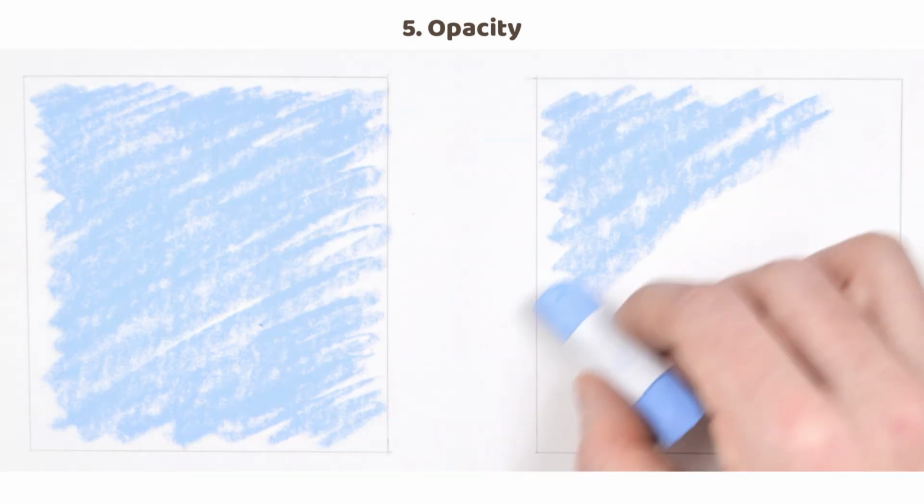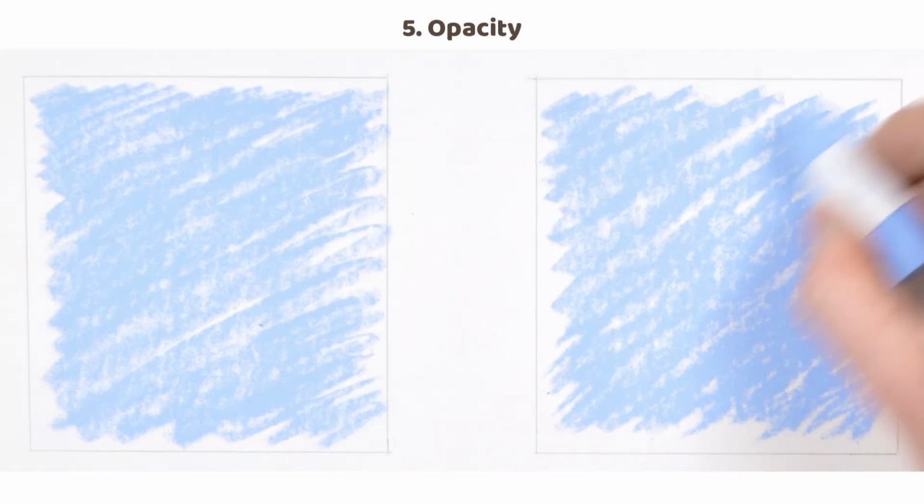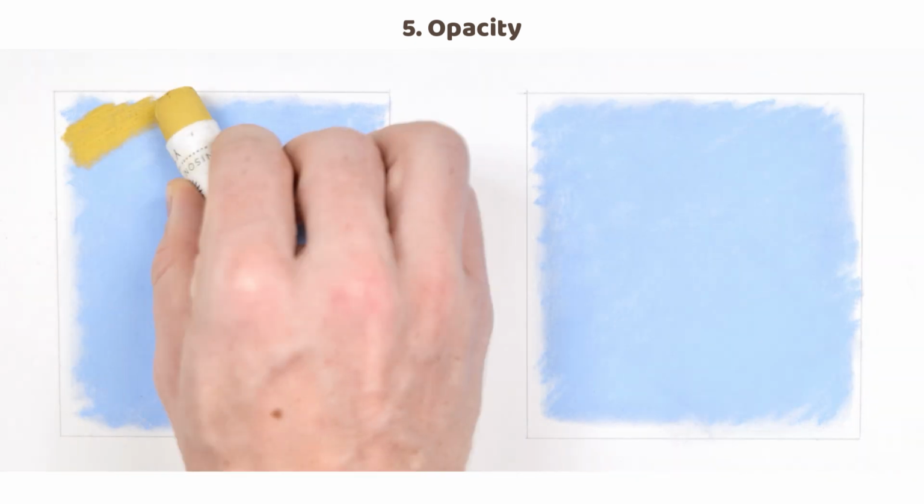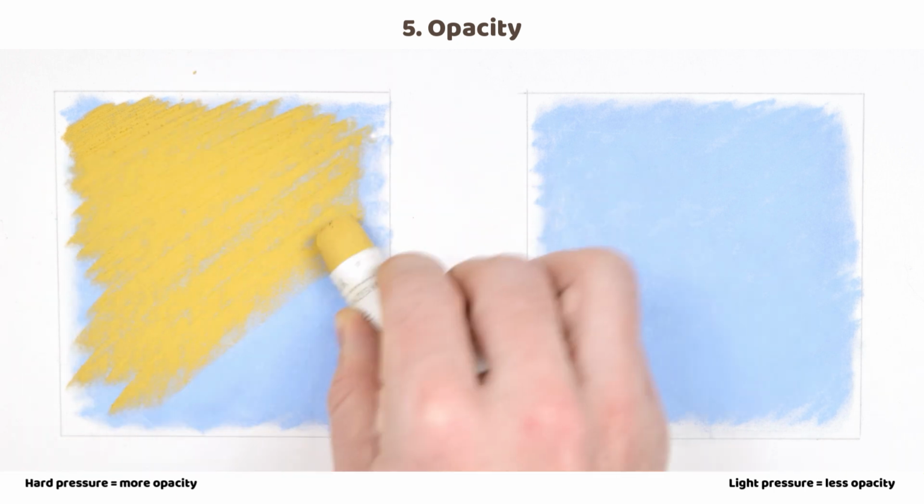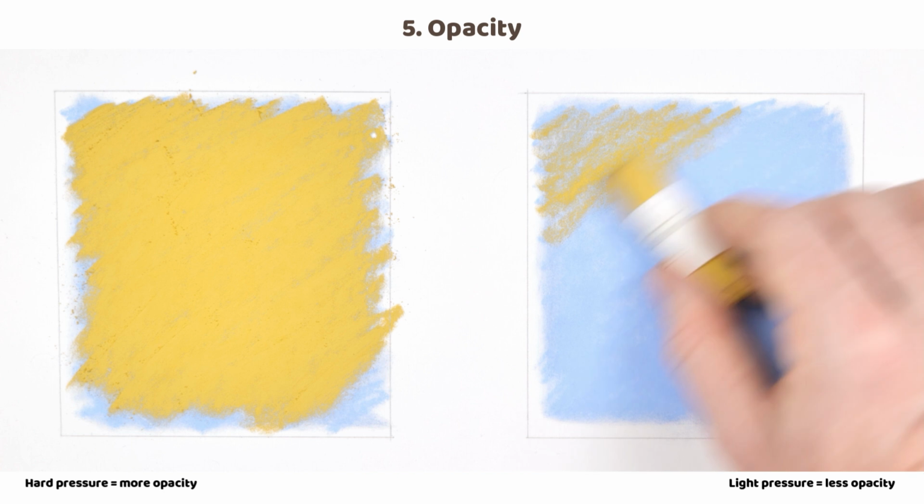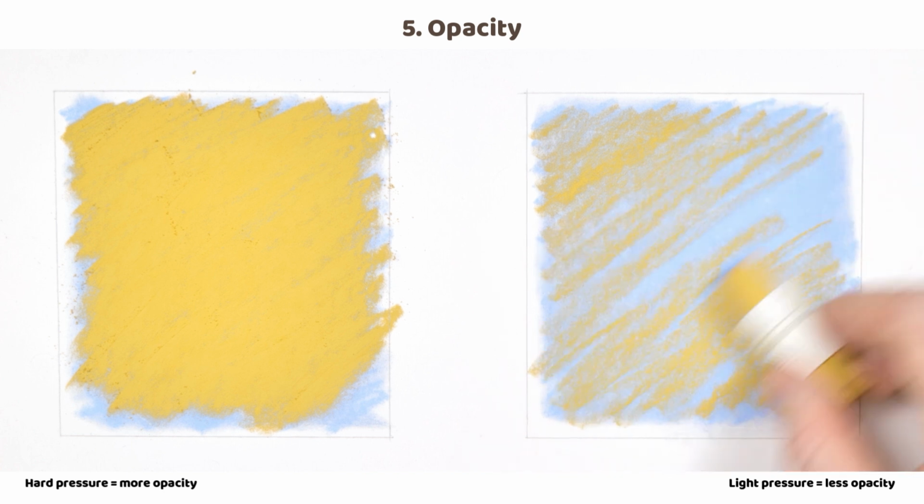When layering, I can affect the opacity by how much pressure I am applying with my sticks or pencils. If I have a layer of colour already down and I wanted to add yellow to it, a hard pressure with my pastel stick will apply a lot of pigment, leaving an opaque, non-see-through layer. The underneath layer of colour will be completely covered.